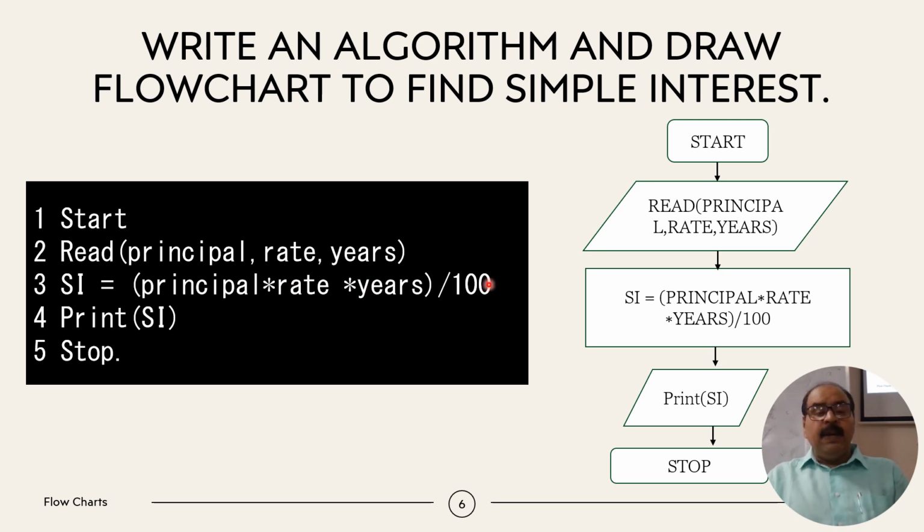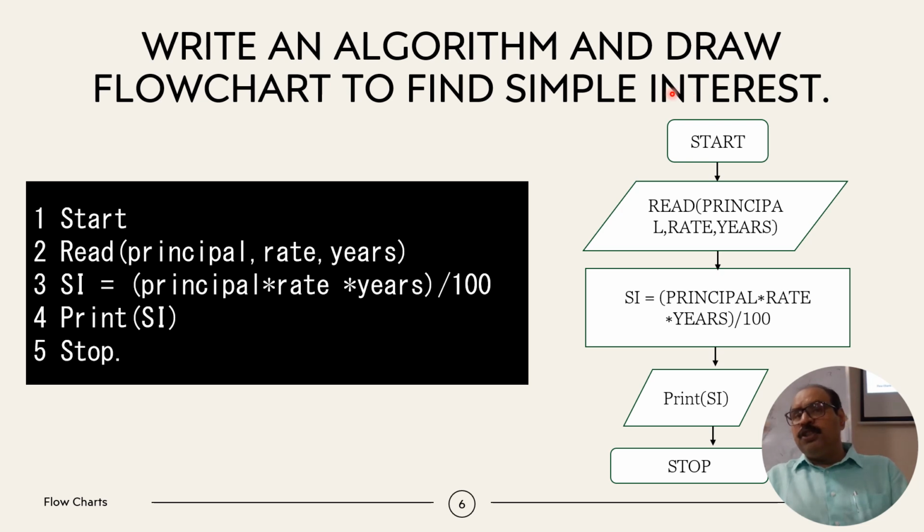Then we are dividing it by 100 because we are simply applying the formula for simple interest, and then we are printing simple interest. Then we are concluding the algorithm with a stop statement. So let us draw a flowchart for this.